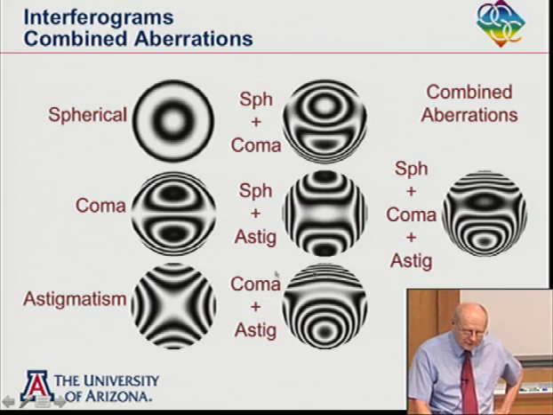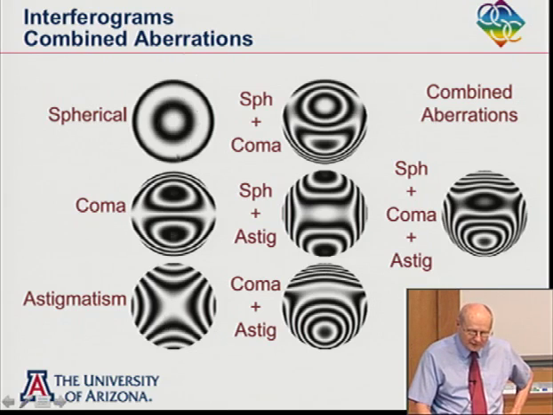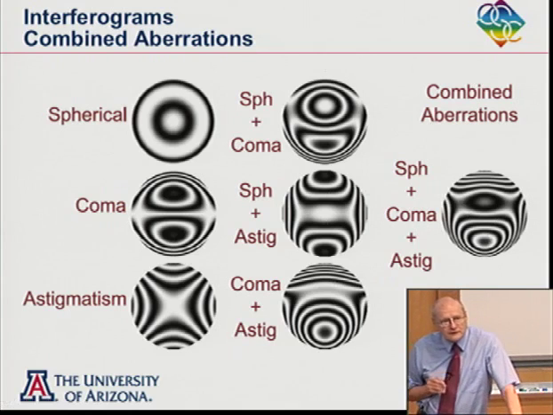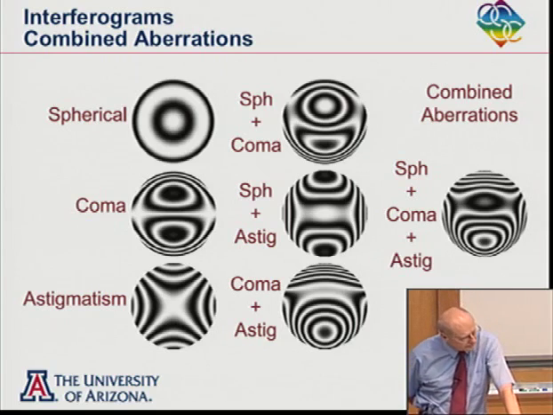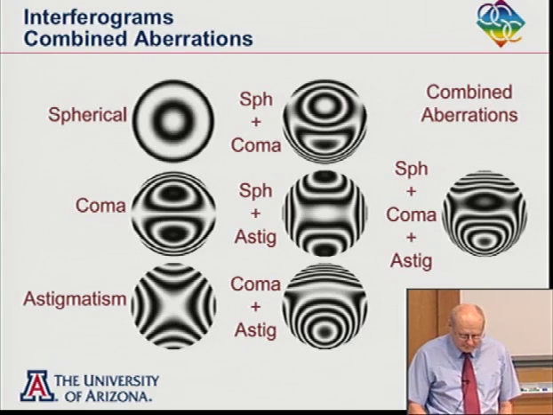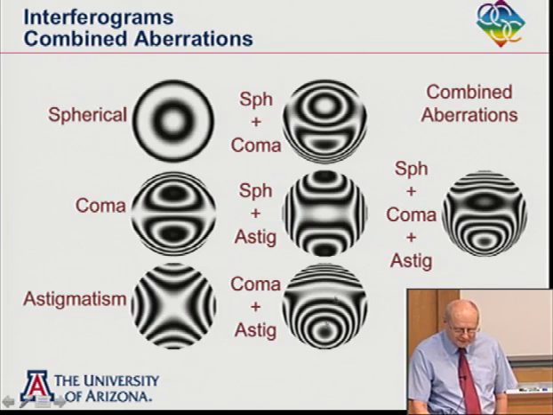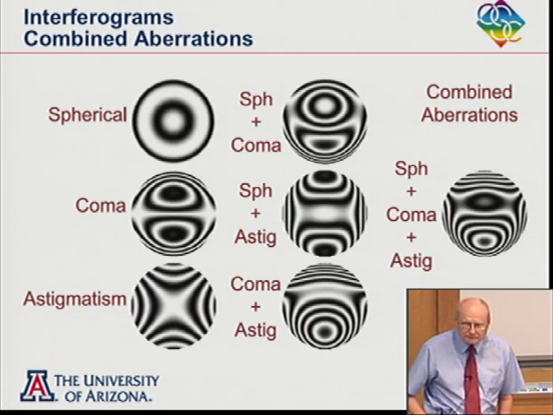So even though you're going to become very good at recognizing the individual aberrations, as you begin to mix them, it's very easy to get confused. And I think this really illustrates the importance of having some type of computer analysis so you can tell just what the aberrations are. Okay. So after a while, everything you look at, you're going to see interferograms in it. So kind of neat. Any questions?